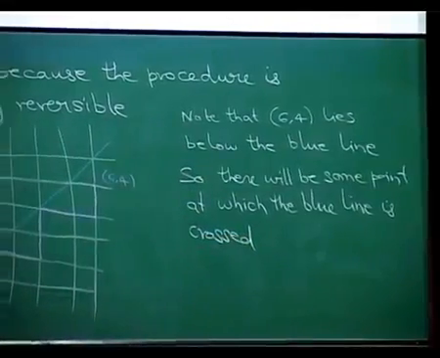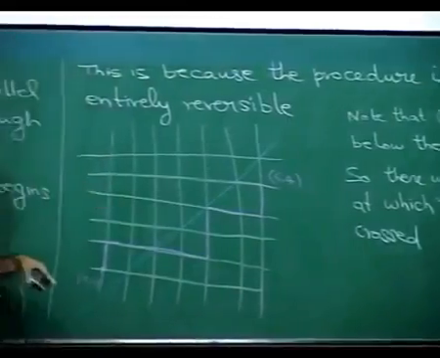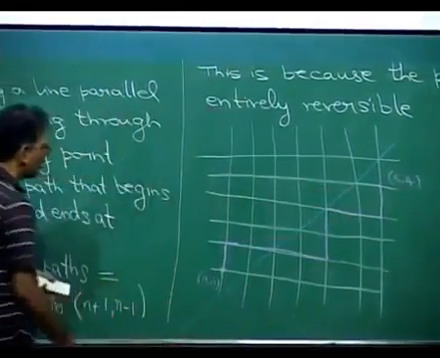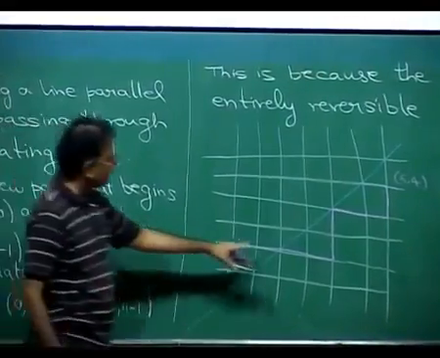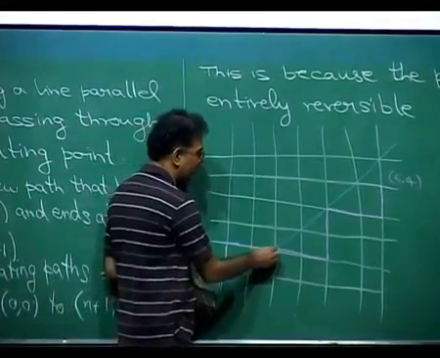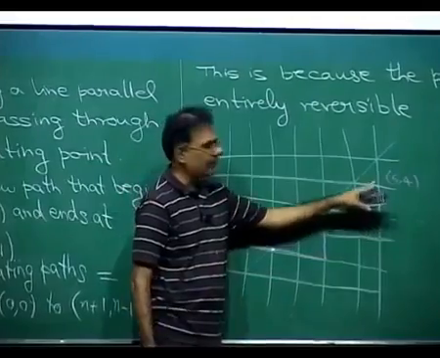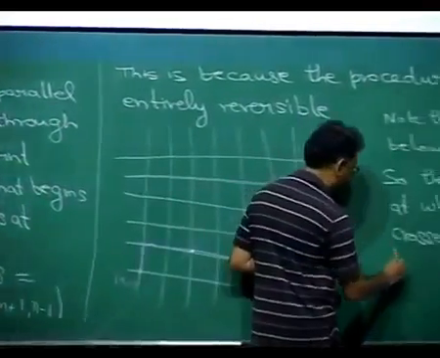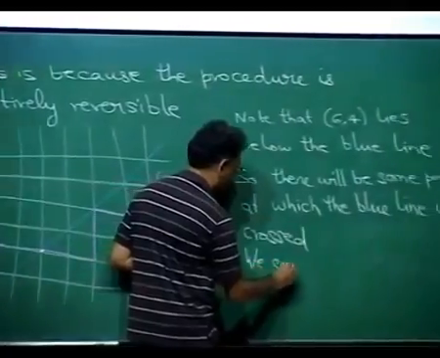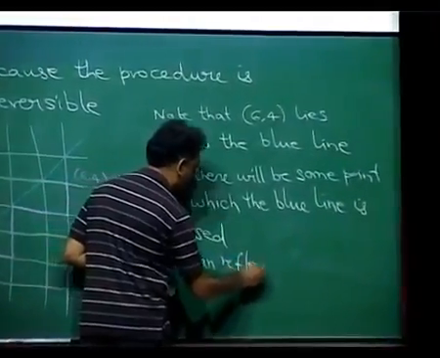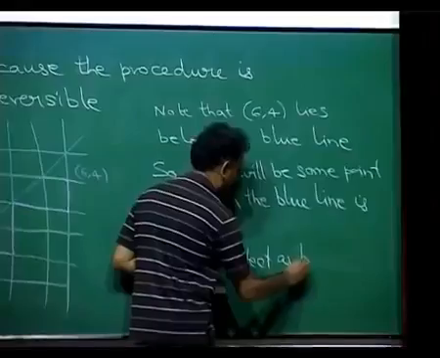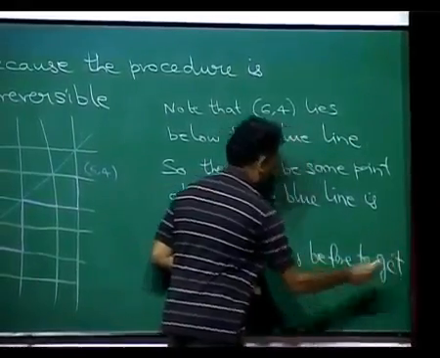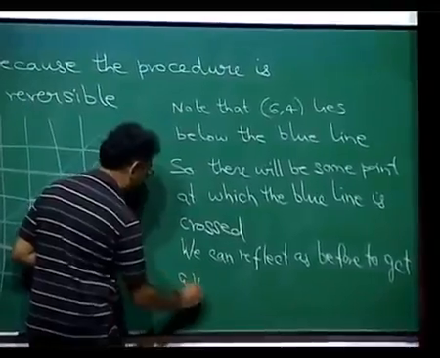Since 0, 0 lies above and this ending point lies below, this path has to cross it at some point. Once you know it crosses it at some point, you can reflect. You can take the point at which it crosses and reflect the rest of this path above, about that same line. So we can reflect as before, to get a violating path.